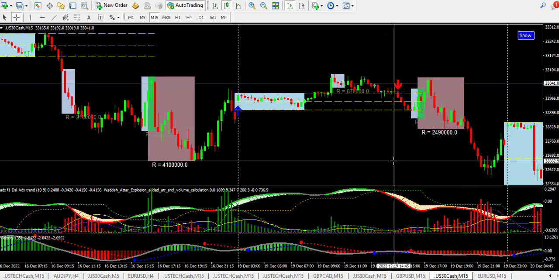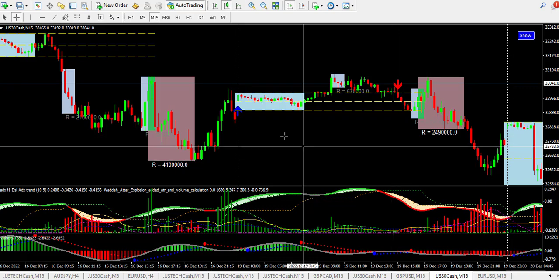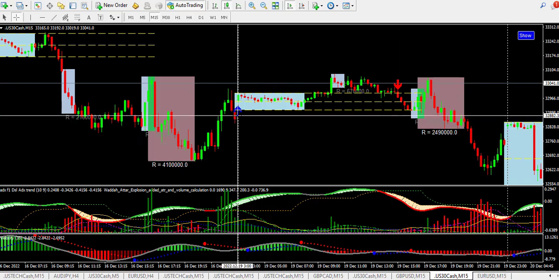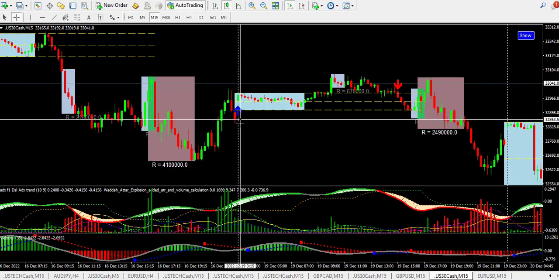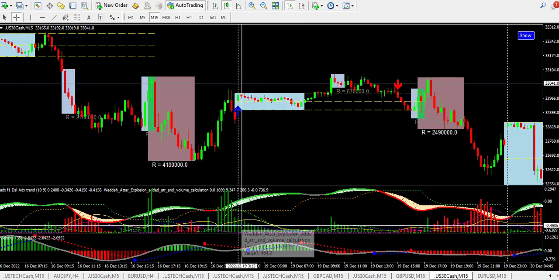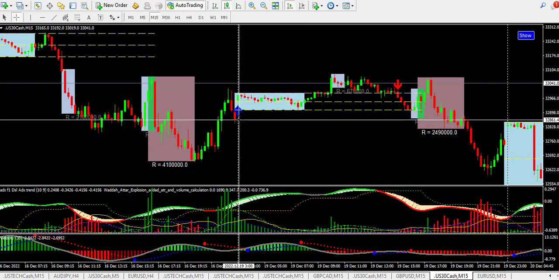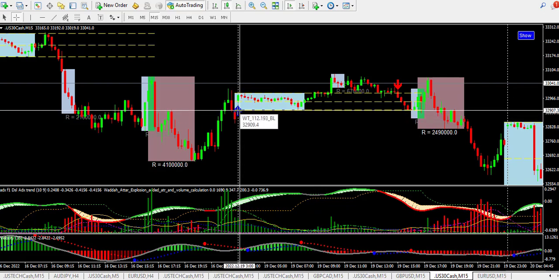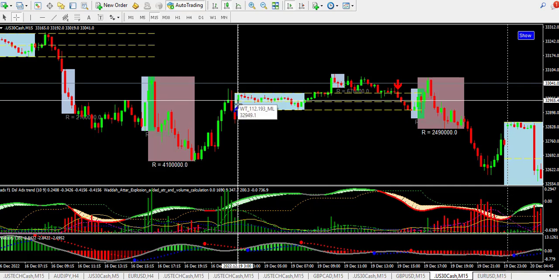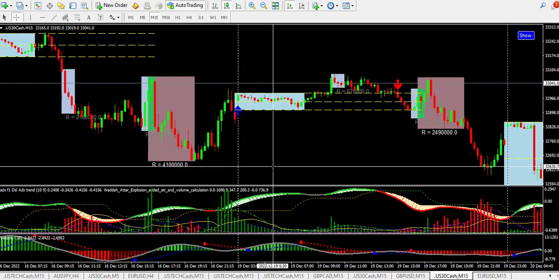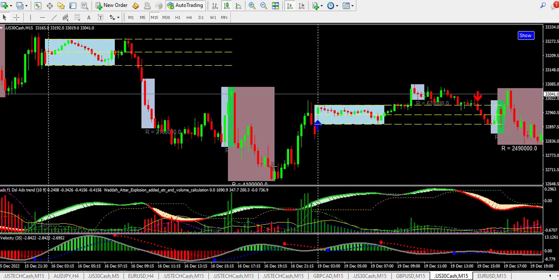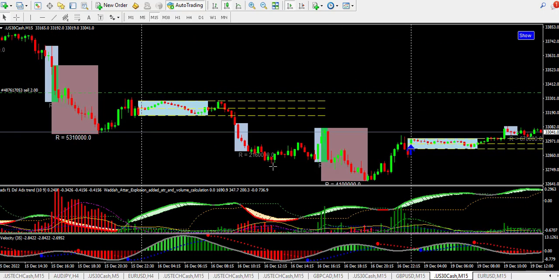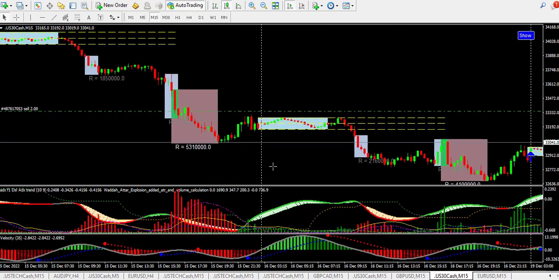So this is how to use this particular strategy, and here we have the ACR session, and then we have everything in agreement. So you can enter this particular trade if you are awake at that particular time, but I will be sleeping by then. So you can take this when you have everything in agreement, when all the indicators confirm the signal.